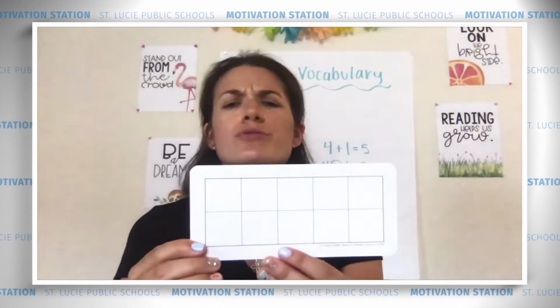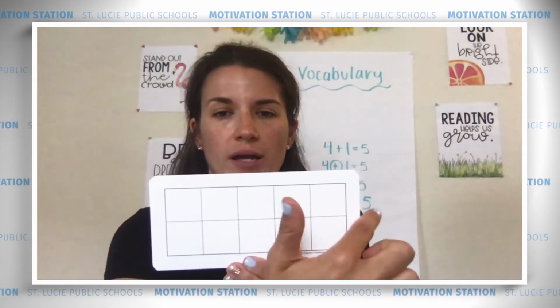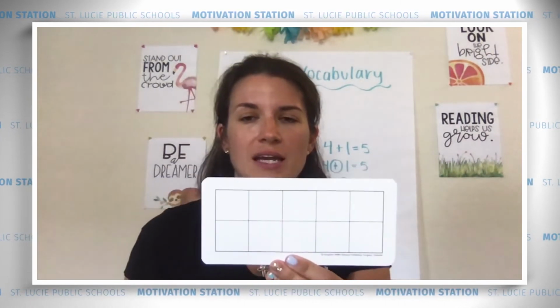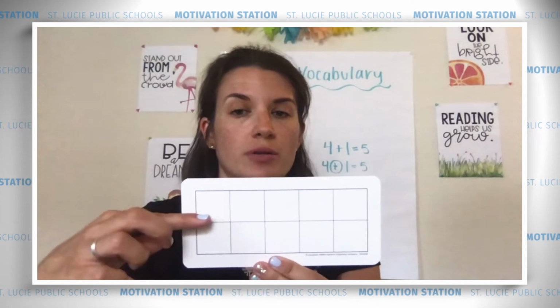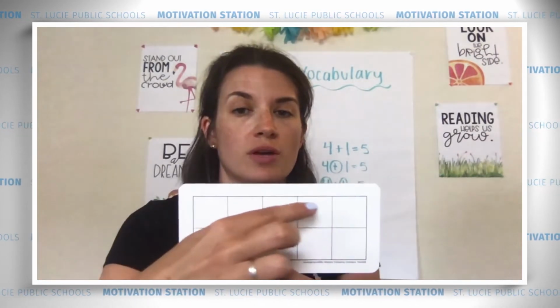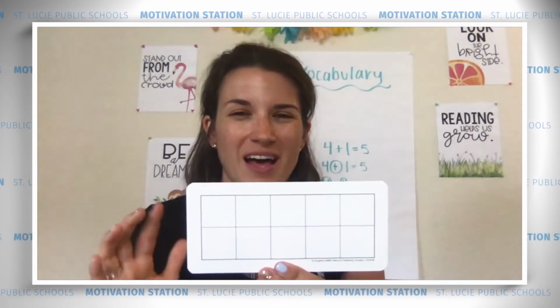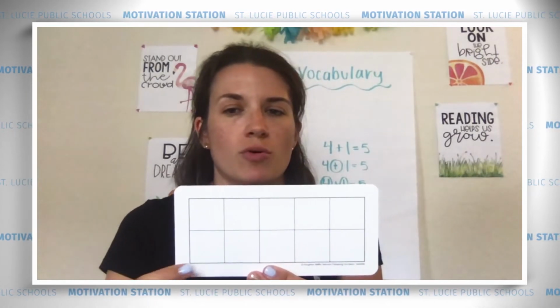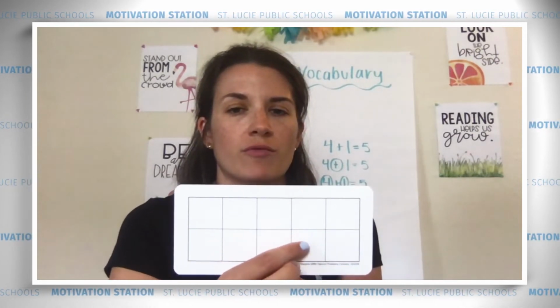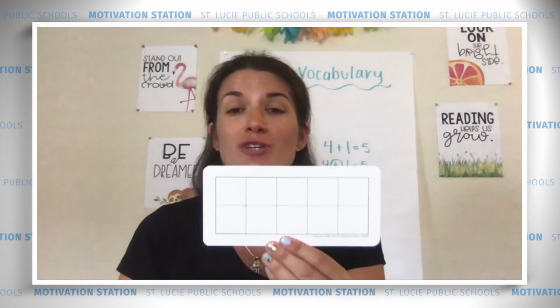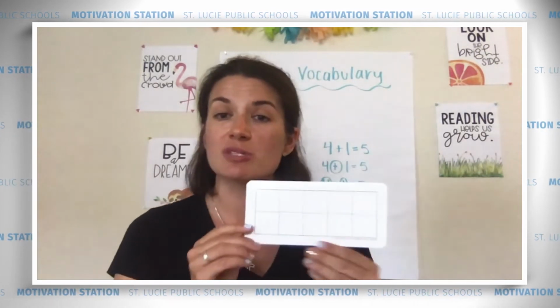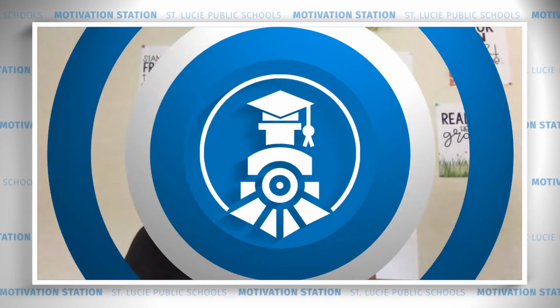Now, how many rows are in this 10 frame? 1, 2. Great. Now, how many boxes are in this top row? Let's count. 1, 2, 3, 4, 5. Awesome. How many boxes are in the bottom row? 1, 2, 3, 4, 5. Wow. You did such a great job. Now, I'm going to show you how to use counters and the 10 frame.